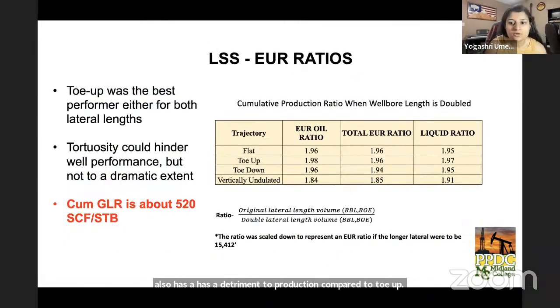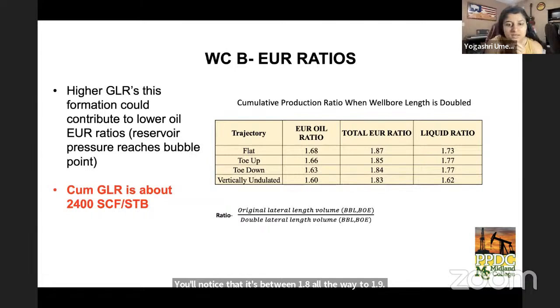And these are EUR ratios. You'll notice that the EUR ratio, the production uplift, is close to 1-to-1. You'll notice that it's between 1.8 all the way to 1.98. And these are the Wolfcamp B EUR ratios as well. You'll notice that these are a little bit lower in production uplift, where vertical undulations are around 1.6, whereas the highest production uplift you're going to get is a toe-up at 1.85 or a flat at 1.87.